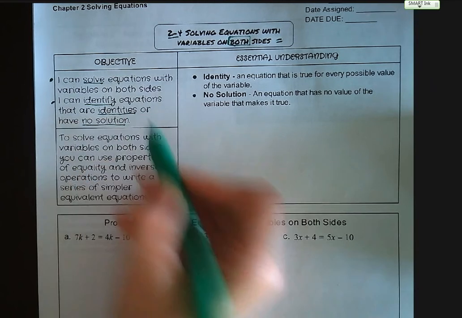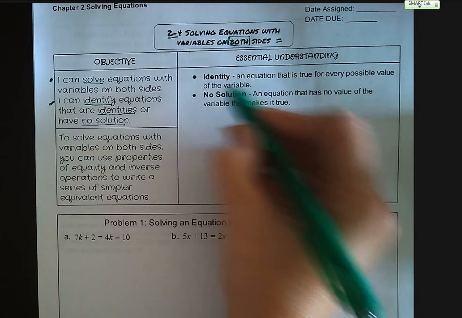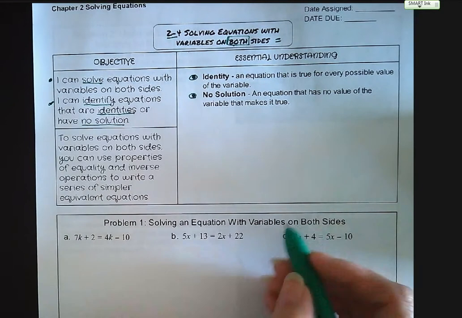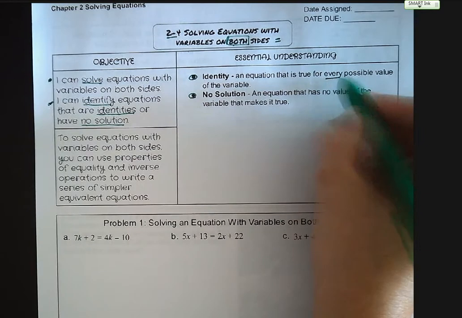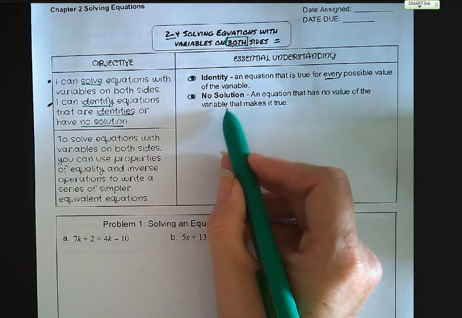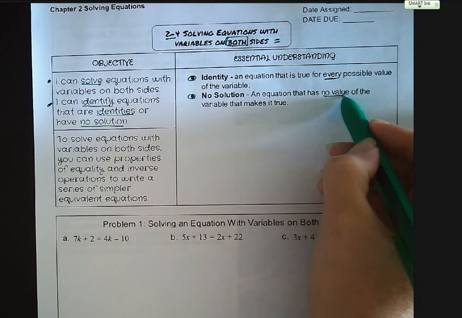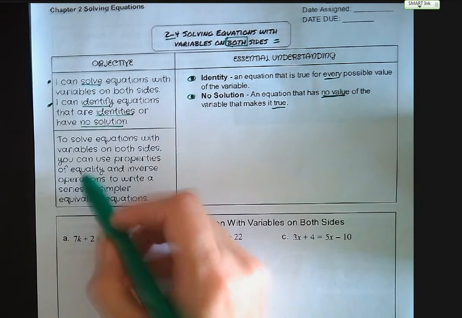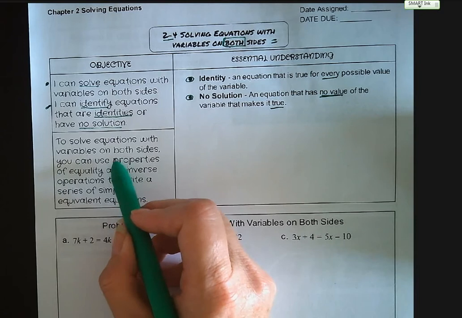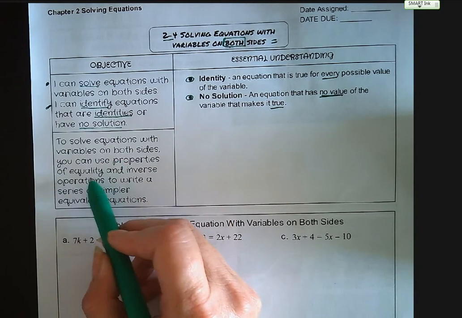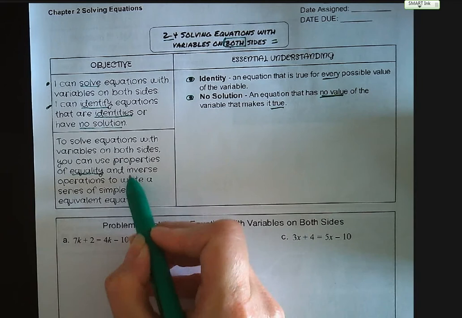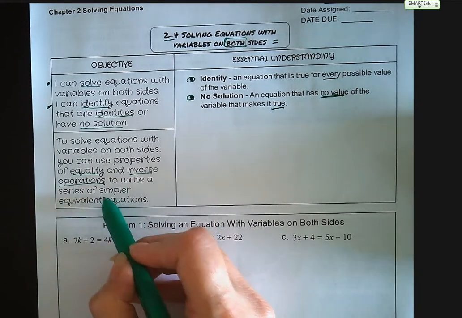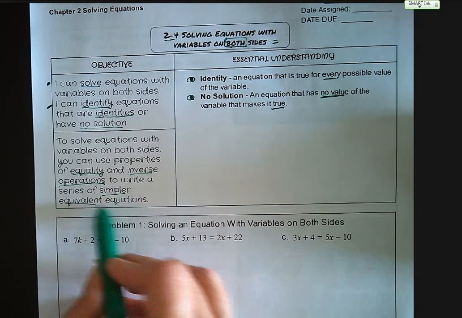And those are our two vocabulary words. Identity is an equation that is true for every possible value of the variable. No solution is an equation that has no value of the variable that makes it true. To solve equations with variables on both sides, you can use the properties of equality and inverse operations to write a series of simpler equivalent equations.